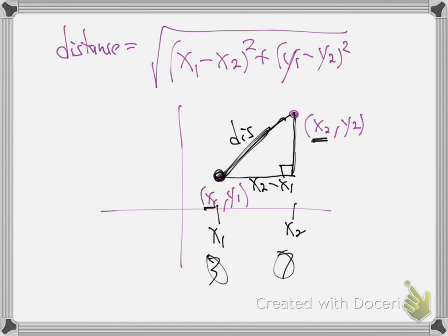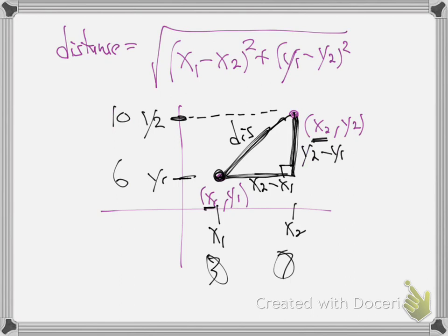And how would you get the height there? This point is at a height of y1. This point is at a height of y2. If this was 10 and 6, what would you do to get the height between them? Subtract them, y2 minus y1. So this side is y2 minus y1. This side is x2 minus x1. This side's the hypotenuse of the right triangle. Now we just do the Pythagorean theorem.